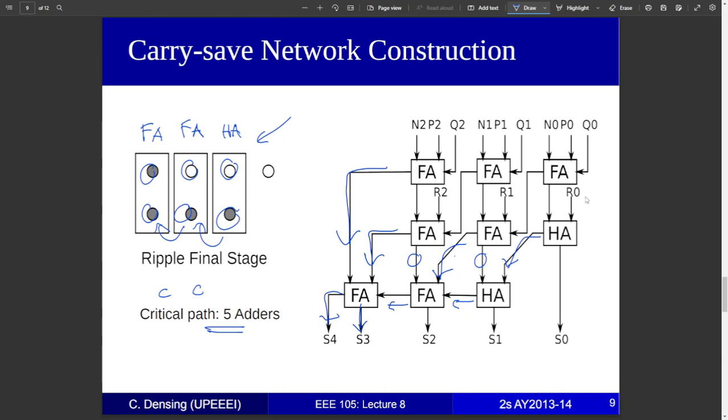The critical path of this network would be one that starts from Q0. Okay, never mind. From Q0, that's 1, and then 2. Okay, that's 1, 2, 3, 4, 5. So it's this lower path that's the critical path, which goes through 5 adders. Which, as you may have seen, is better than the 6 adders of the ripple carry adder implementation that we saw earlier.